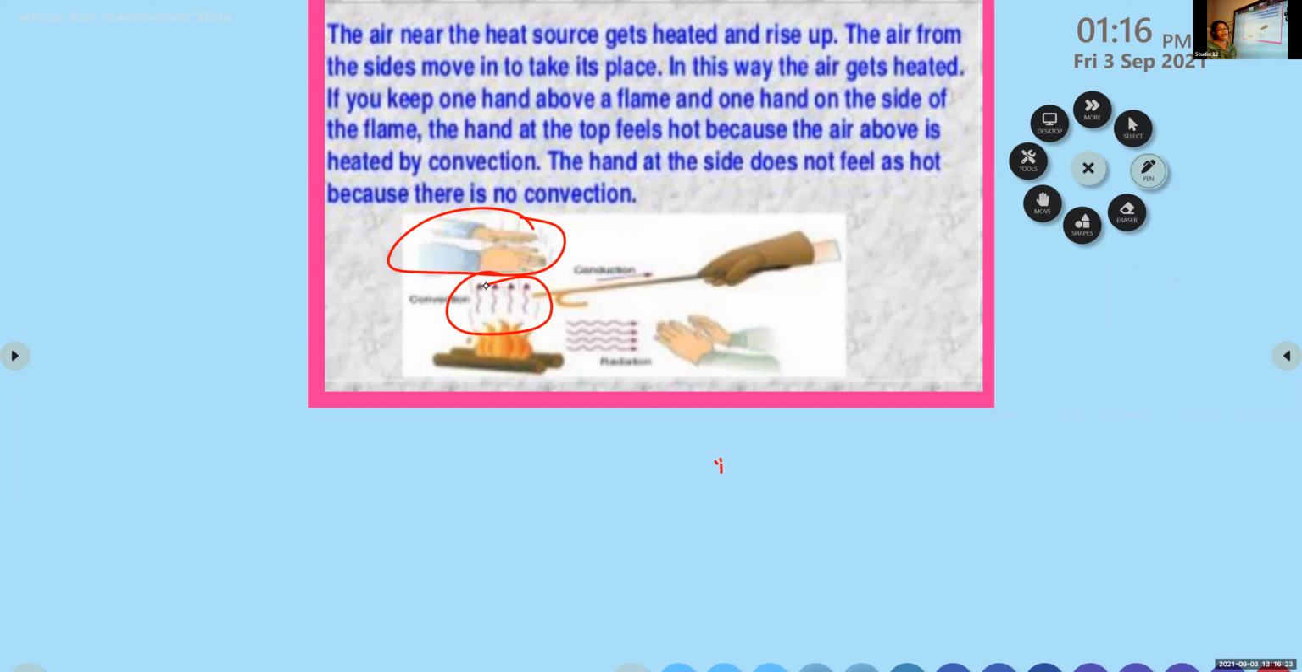So it is not only convection, here there is also radiation. If you look here, there are another two palms. One palm is very close, just above the fire. This is convection. But the one which is far away from this is the third process, radiation. So you may wonder about the similarities between convection and radiation.